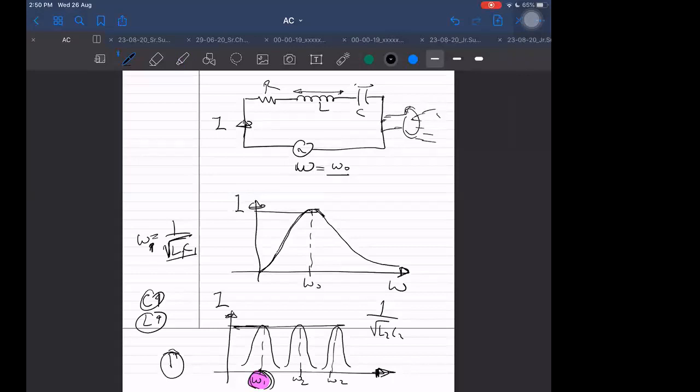Whatever we are playing, we will hear the music of that particular frequency for which this circuit is tuned, or for which this circuit is in resonance. Tuning is another word for resonance. If the circuit is tuned for omega 1 frequency, then the channel, for example, you know that sometimes they say it is a channel of 108 megahertz.